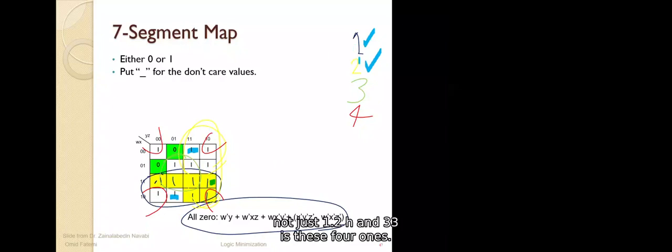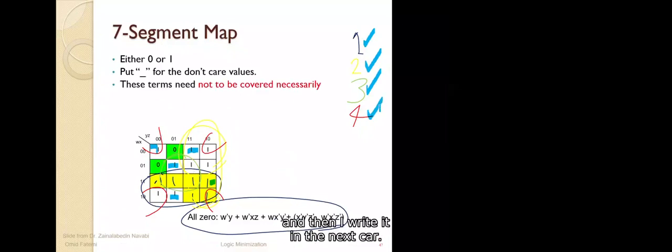Okay. So 1 and 2 are essential. 3 is these 4 ones. So these 2, no, these 2, one of them no, but this one is not covered. So this one is also covered. 4, this one has something that... So all of them are essential. So let's write it down, and then I write it in the next column.